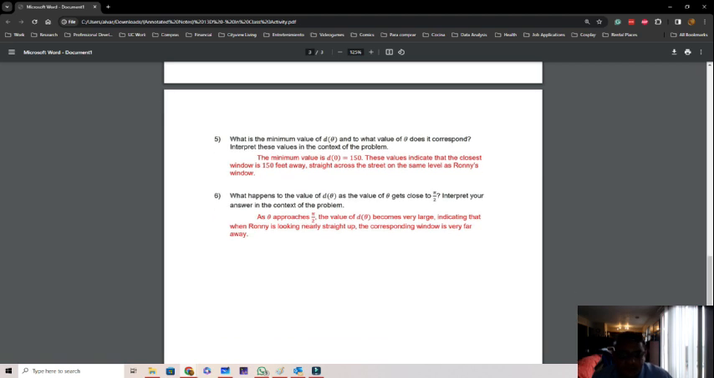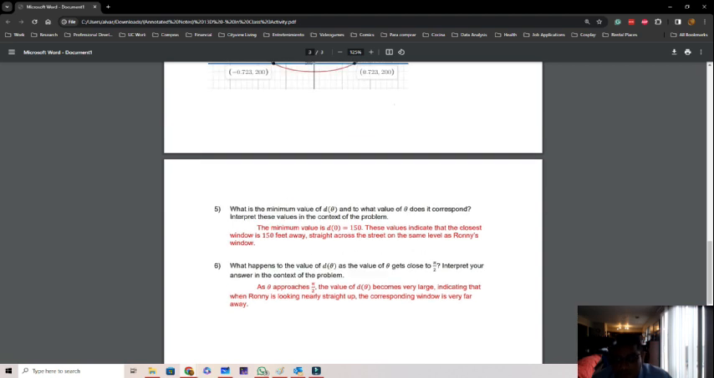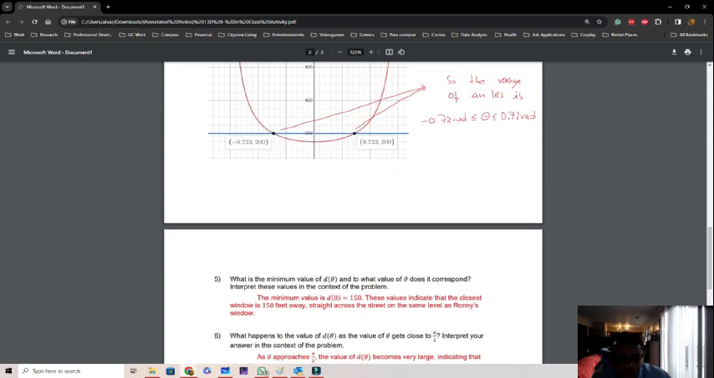Now, when we're getting closer to values like pi half, in the context of our scenario, it means that Ronnie is looking straight up. So this means that the corresponding window is very, very far away. So in this scenario, that will not work for having a shared internet connection.